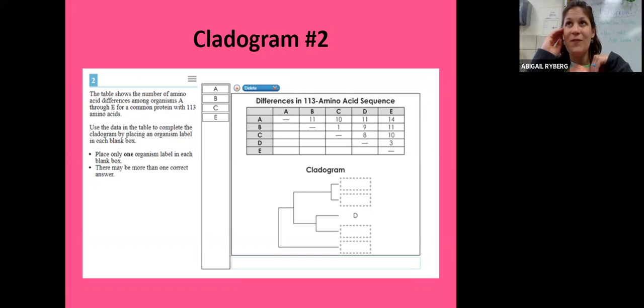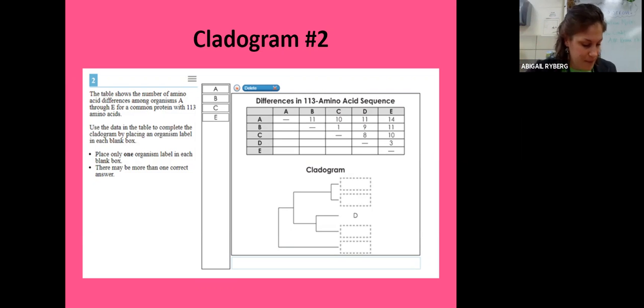I feel very confident that almost every time it says there may be more than 1 correct answer, you might be saying, wait a second, how do you know where E or F goes or whatever? If that's the case, it's probably because there would be 2 correct answers.